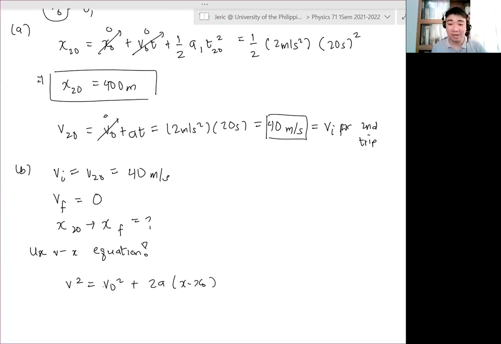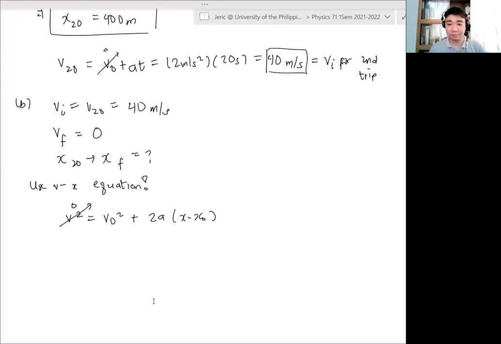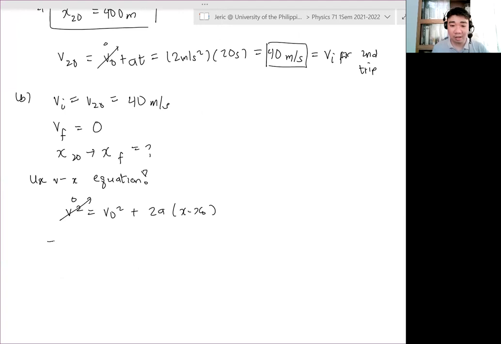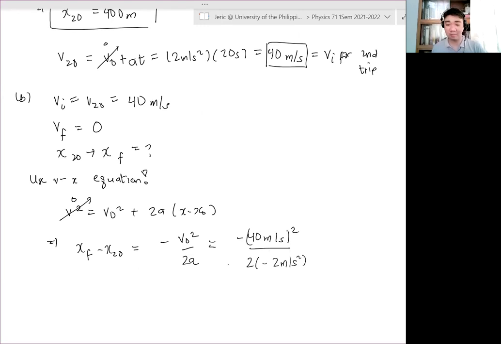And there, the initial velocity is not 0. The final velocity, on the other hand, is 0. And there, we can solve for x. x final minus x20 is equal to negative v naught squared over 2a. Di ba? And when you solve that, we have minus 40 meters per second quantity squared over twice ng acceleration, which is negative 2 meters per second squared. Observe here that both the negatives will cancel, giving you a positive value of displacement.